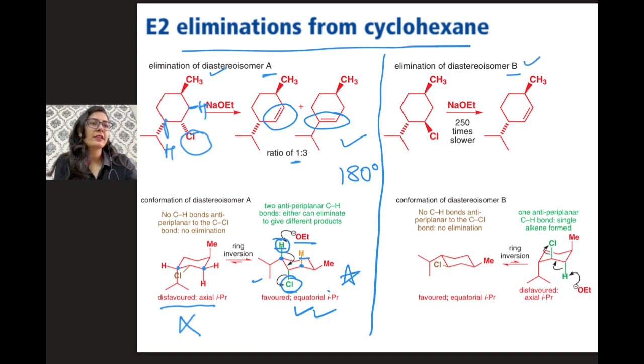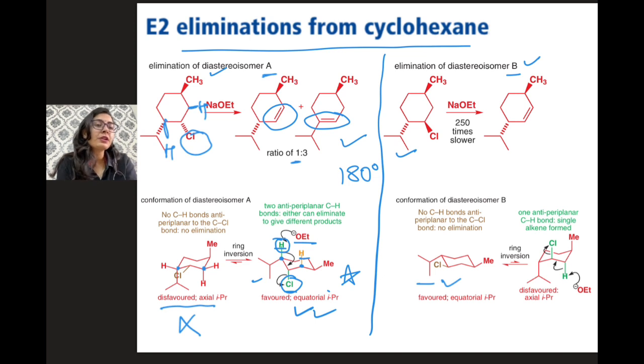Look at diastereomer B. Now over here, you will again try to draw the more stable conformation. In the more stable conformation, isopropyl will be on the equatorial position. Chlorine is opposite, so it goes above equatorial. Methyl is above equatorial. Now, this is the more favored conformation, but unfortunately, you don't have the Cl on the axial position. You always want the leaving group on the axial position in the cyclohexane, otherwise, no elimination will happen.